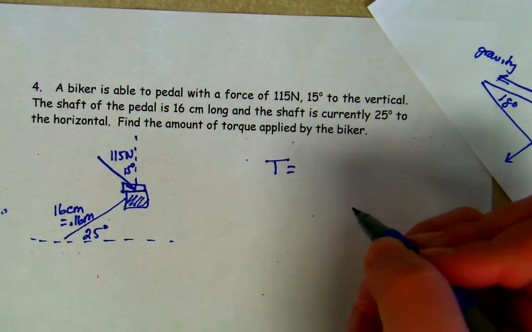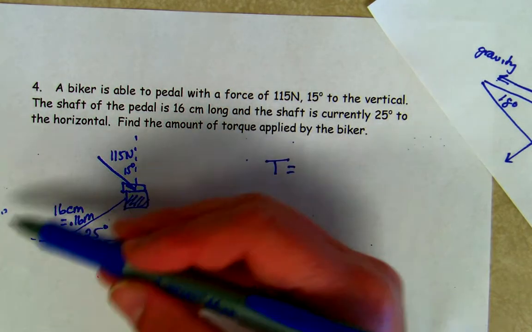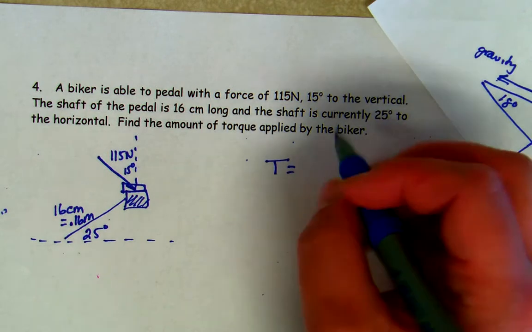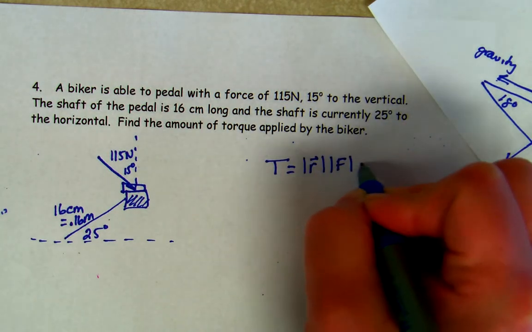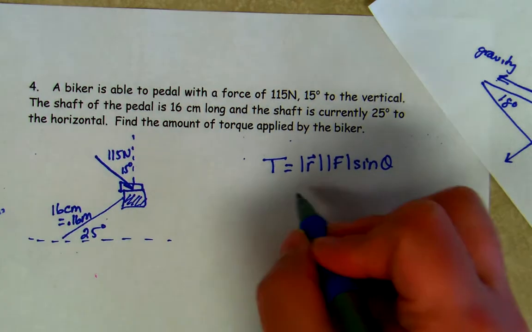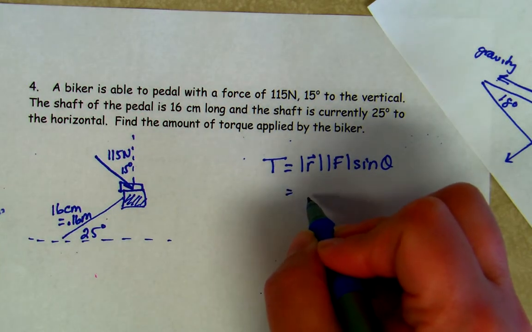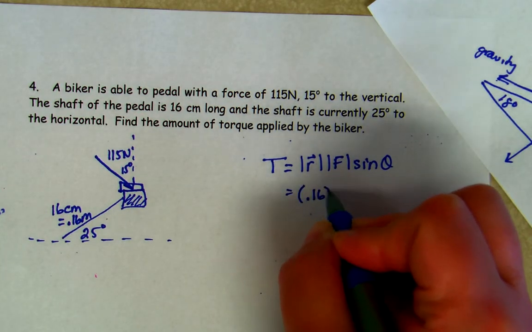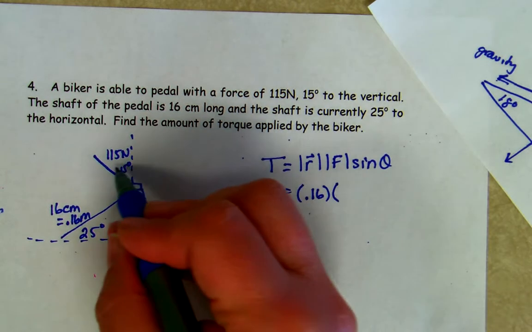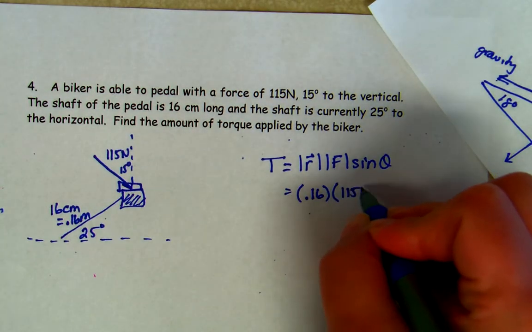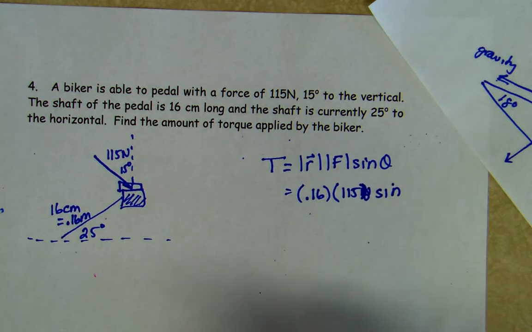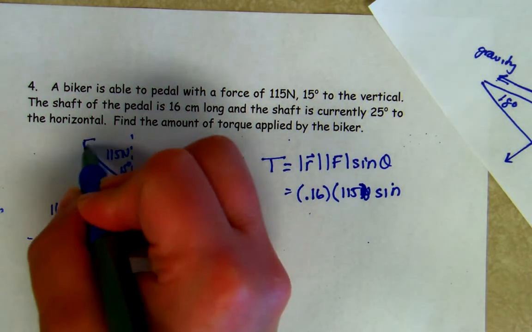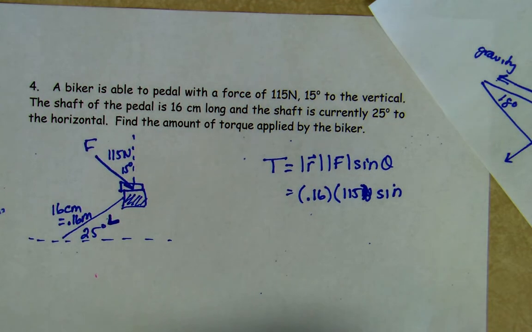Now, if we look at torque, whenever you're applying a force to a lever and something's going to turn, it's a torque formula. And the magnitude of the torque is R times F times sine theta. R is the length of the lever in meters. So in this case, that's 0.16. Force is the amount of force being applied, which is 115 newtons in this case. Theta is going to be the angle in between your force and your lever.